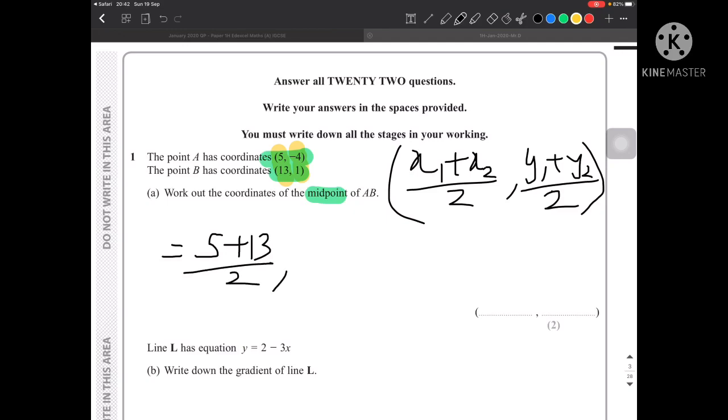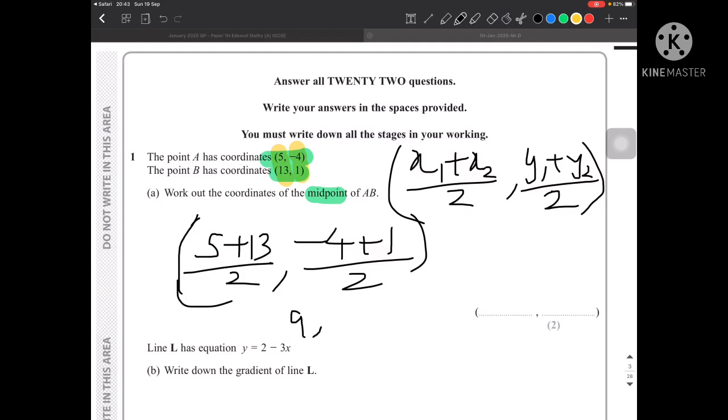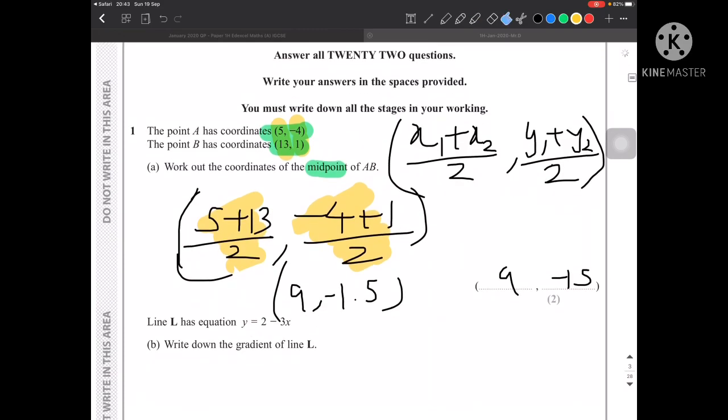Alright, so x1 in here is 5 and x2 is 13, so 5 plus 13 over 2, comma, let's get rid of this part, and for y it is minus 4 plus 1 divided by 2, giving us 18 divided by 2, which is 9, and minus 1.5. So guys, in here this part is the coordinate of the x value and this is of the y value.